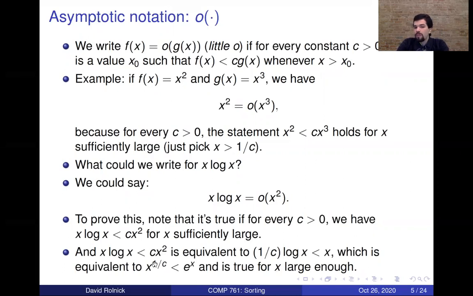1 over c might be some very large number. For example, c is 1 over 1,000. You have x to the 1,000, but that is less than e to the x for x sufficiently large. And I'm not going to prove that, but you can show that.